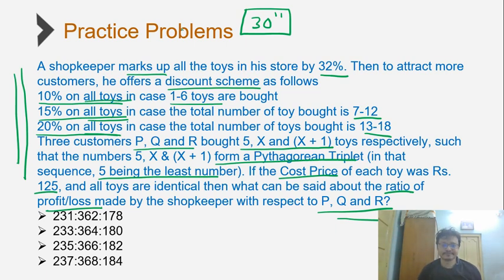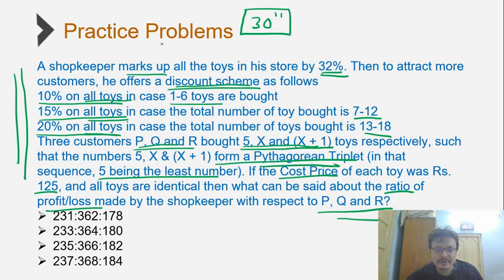So answers. As you can see, the challenge in this question is there are a lot of levers. Firstly, the concept of a markup that you need to take into account. Then there's the discount scheme, which is again going to vary for P, Q and R. Next, you need to identify the values of 5, x and x plus 1, but this is unfortunately the easier part.